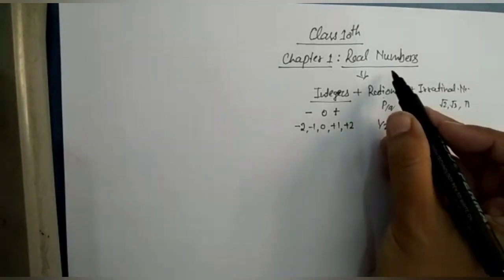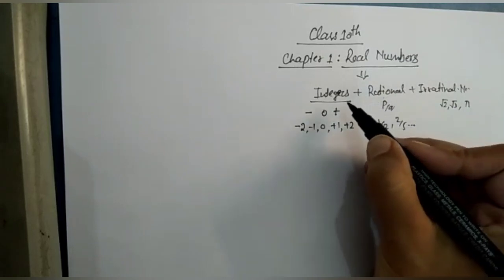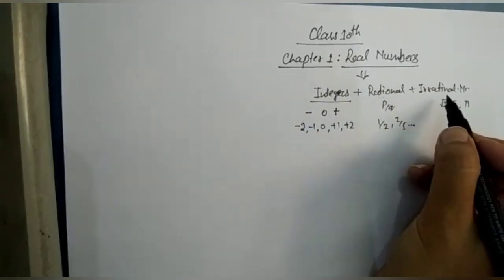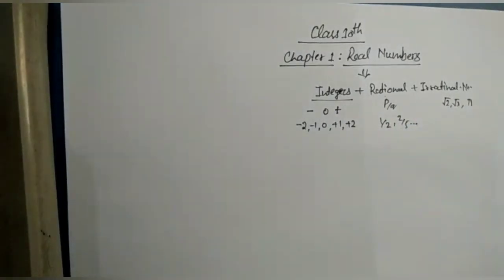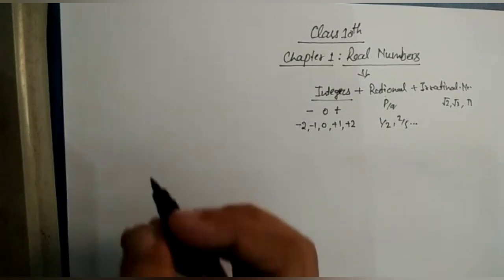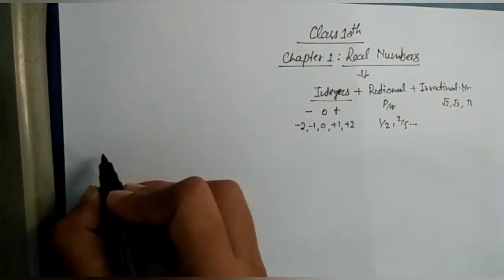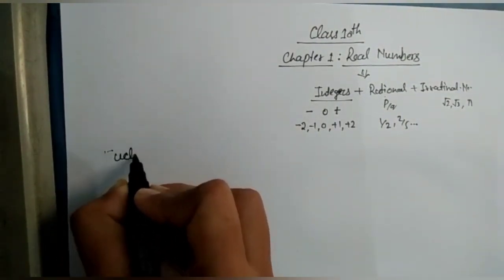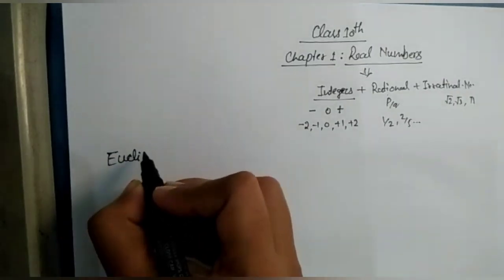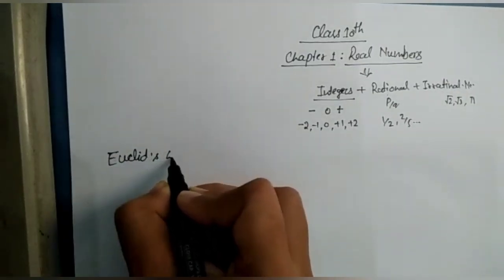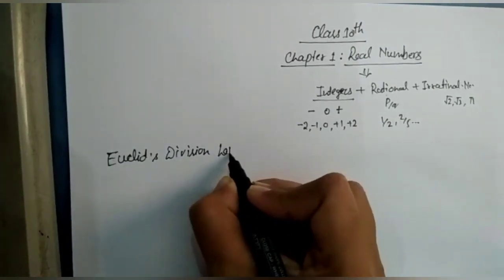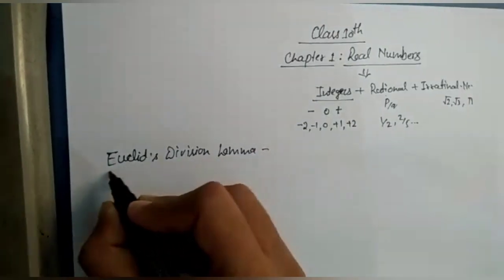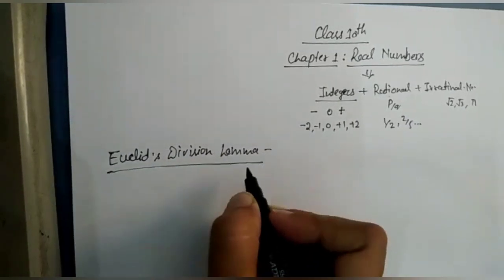That is, real numbers are those numbers in which we can include integers, rational numbers and irrational numbers. Now in this chapter our first topic comes, that is Euclid division lemma. This is the most important topic for board exams.